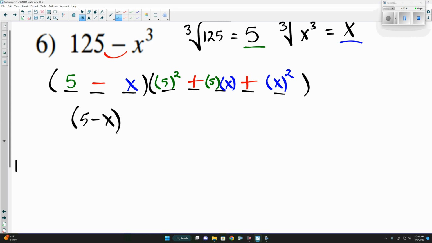Now for the first set of parentheses, we'll have it as 5 minus x. We could try to rearrange it and put the x first, but I would leave it as this, because otherwise we'll have negative x plus 5. I like it better as 5 minus x. Inside the bigger parentheses, we have 5 squared, which is 25, plus 5 times x is 5x, plus x squared.